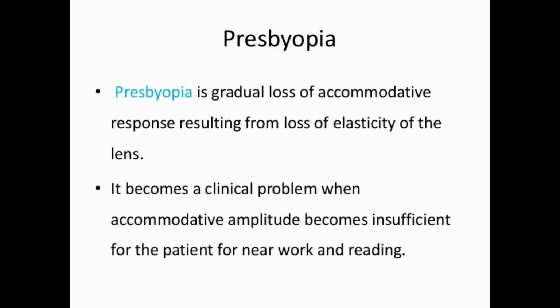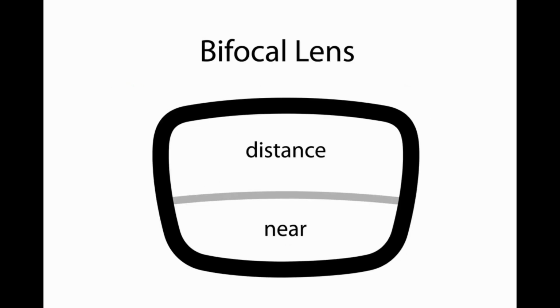Third defect, presbyopia. Presbyopia is a gradual loss of the accommodative response resulting from loss of elasticity of the lens. It becomes a clinical problem when accommodative amplitude becomes insufficient for the patient for near work or reading. Presbyopia is also known as old sight, and it can be corrected by using bifocal lenses to see near and distant objects.